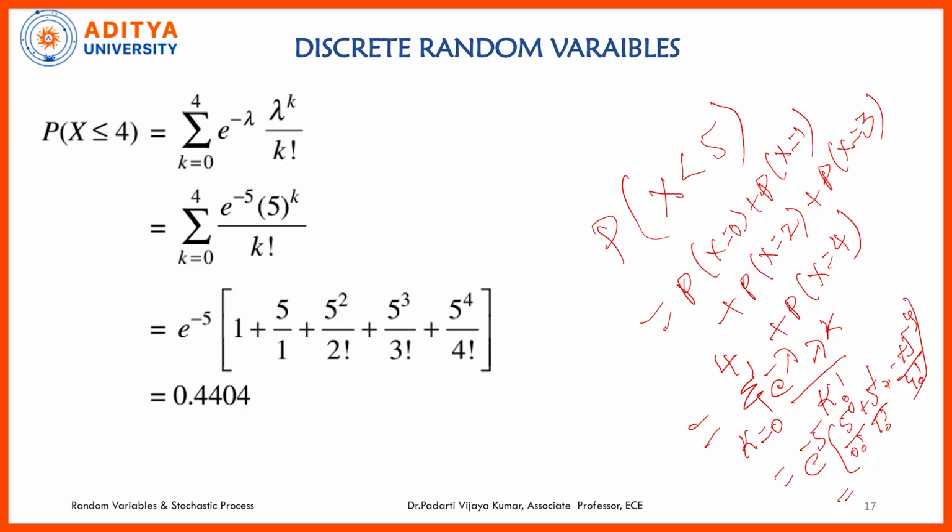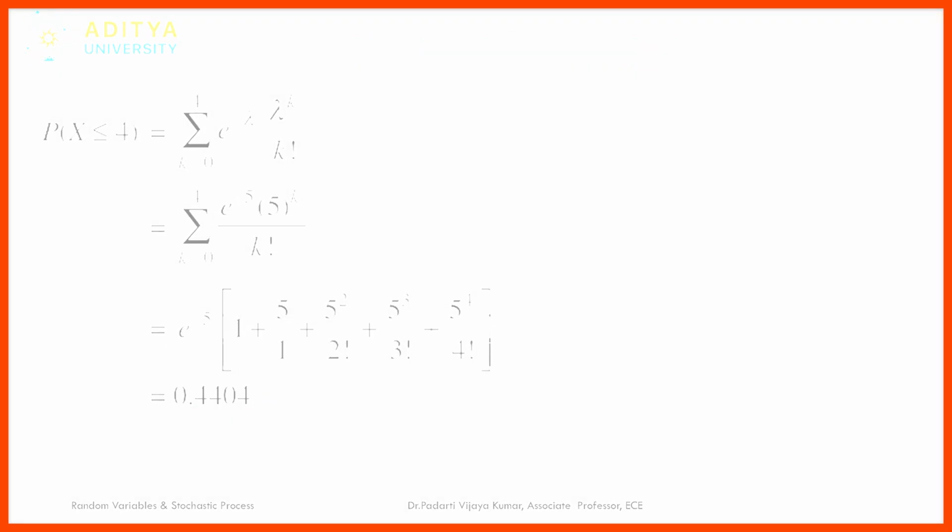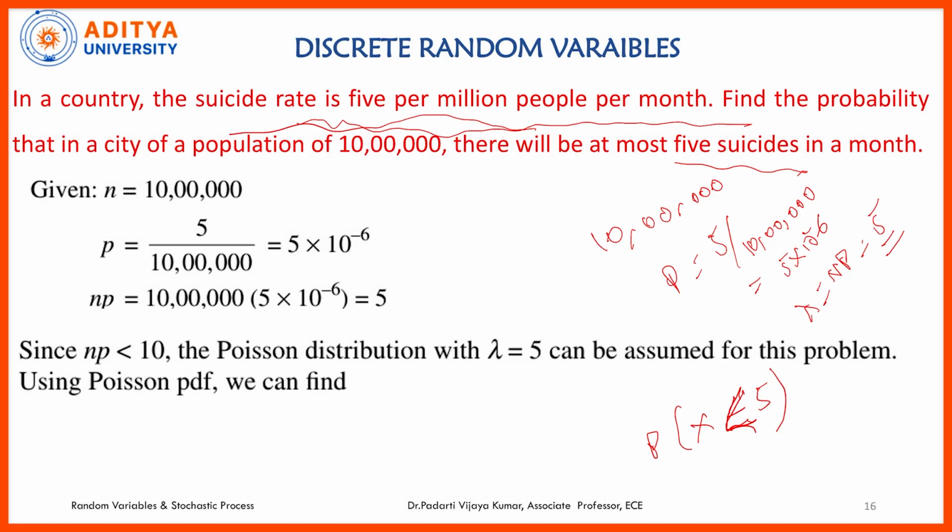Calculating all these and multiplying, we will get 0.4404. So this is the chance, a 44.04% chance is there for getting suicide of 5 per 1 million, 10 lakh.